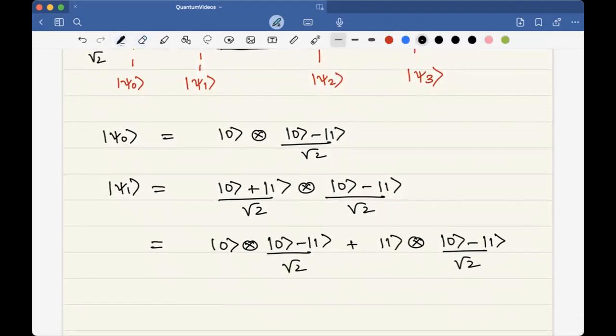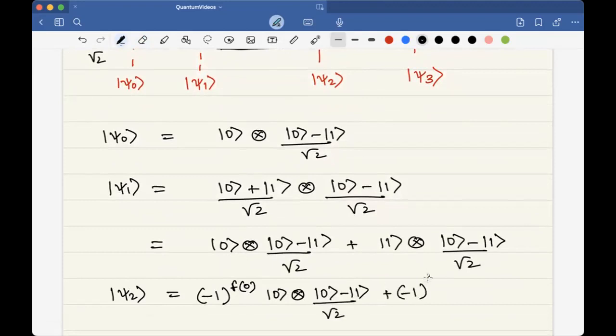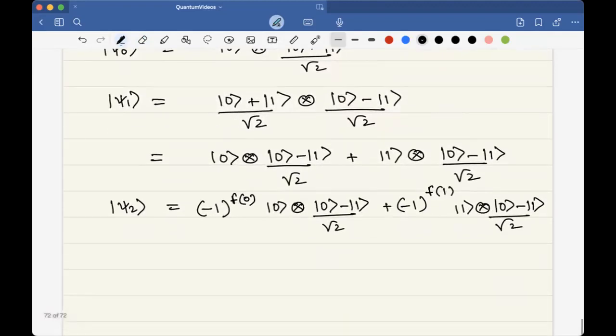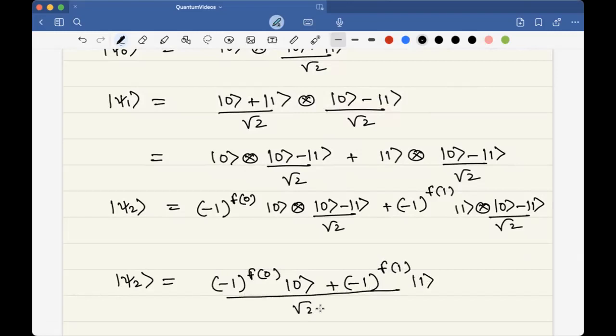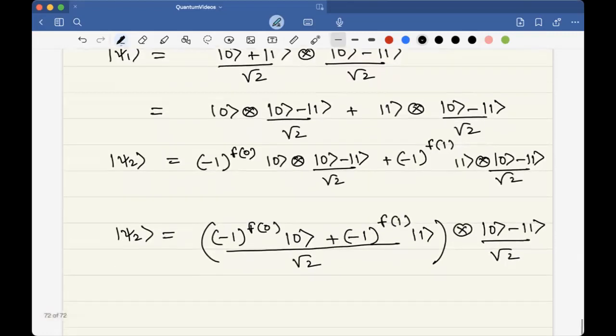So psi 2 will be equal to minus 1 to the f of 0, ket 0 tensor ket 0 minus ket 1 over square root of 2, plus minus 1 to the f of 1, ket 1 tensor ket 0 minus ket 1 over square root of 2. All right, so let me rewrite psi 2 as minus 1 to the f of 0, ket 0, plus minus 1 to the f of 1, ket 1, over square root of 2, tensor ket 0 minus ket 1 over square root of 2. All right, so this will be psi 2.